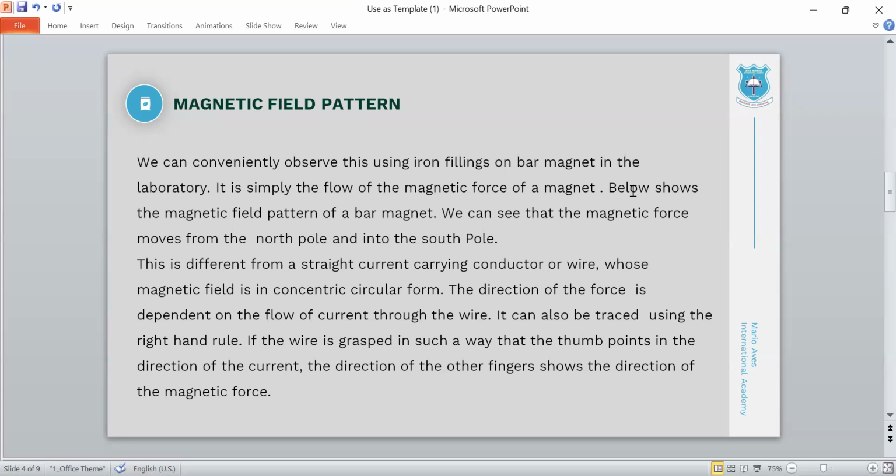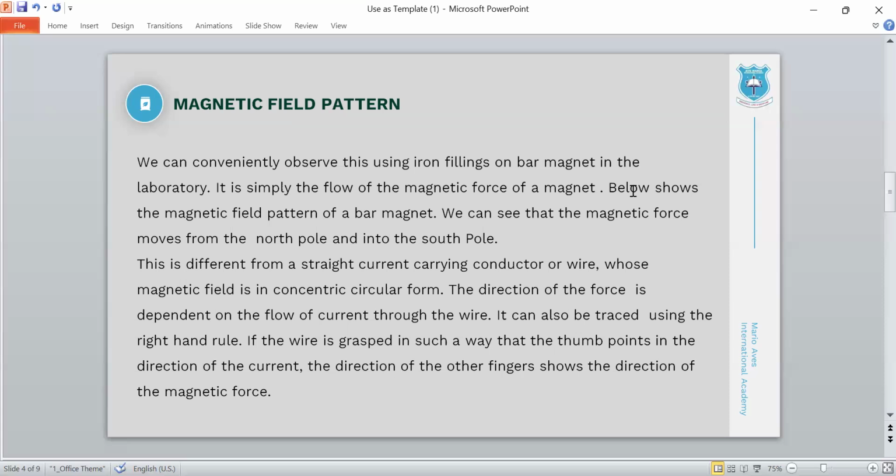Below shows the magnetic field pattern of a bar magnet. In the next slide, we're going to be showing you the field pattern of a bar magnet. And a bar magnet is a magnet whose poles are known. We have the north and the south pole of the magnet. We can see that the magnetic force moves from the north pole and into the south pole. This is different from a straight current carrying conductor or wire whose magnetic field is in concentric circles.